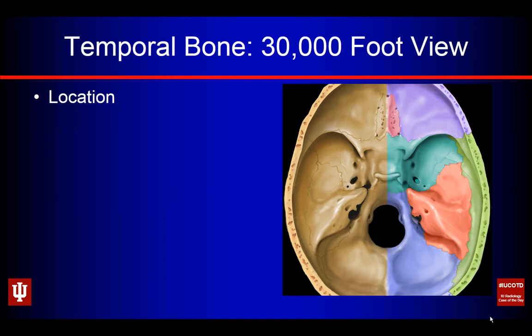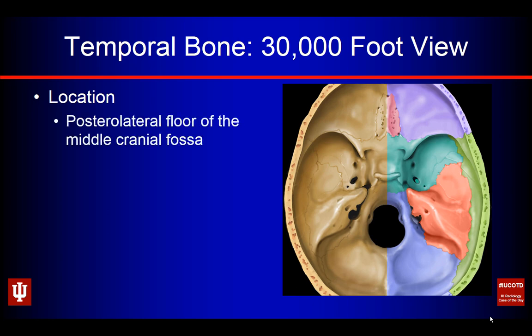Okay, so the big overview here. Where is the temporal bone located? Well, it's found making up the posterolateral floor of the middle cranial fossa. You can see it in the salmony, peachish color. I'm not really sure what color that is. But you can think of it as really making up the anterior wall of the posterior cranial fossa.